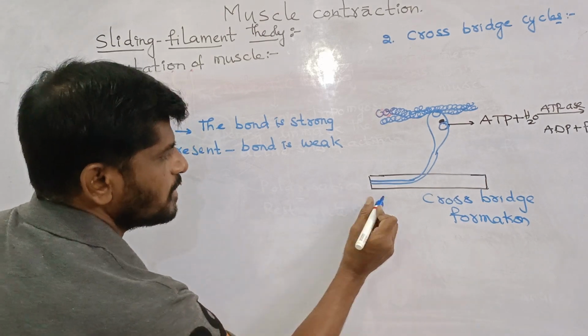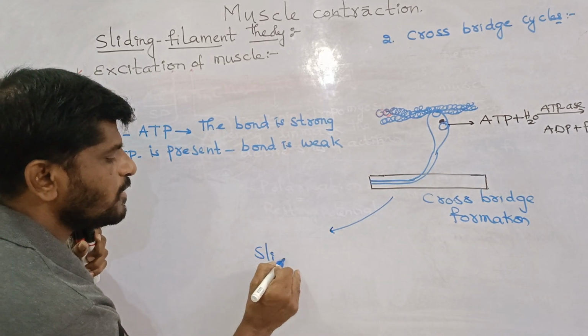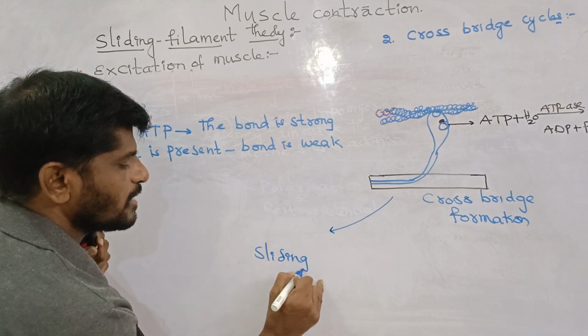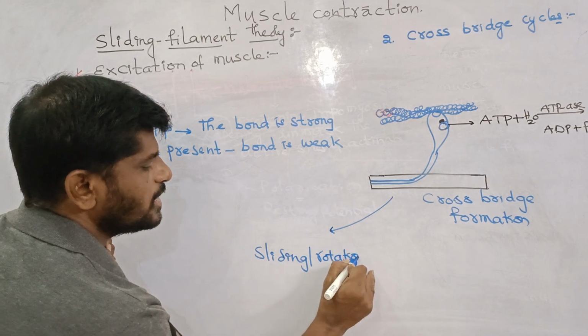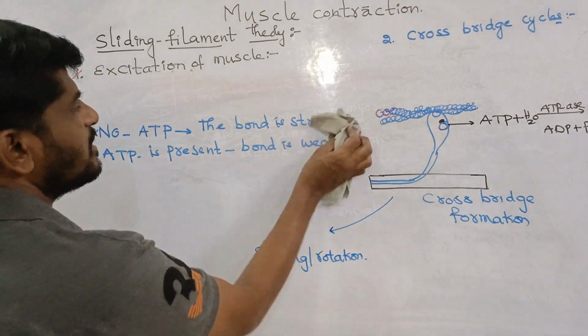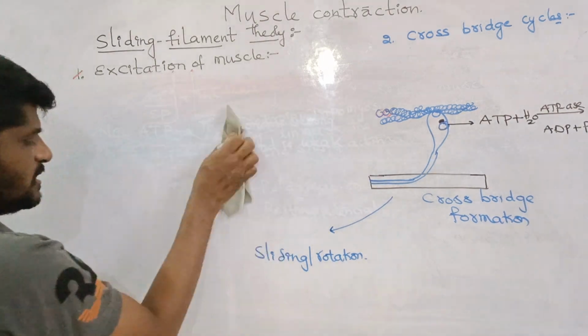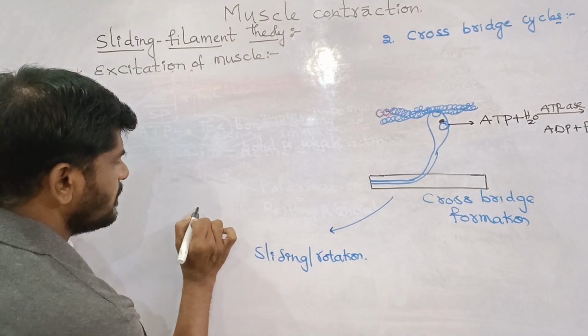After the cross bridge formation, the next one is the sliding or rotation. What is the meaning of sliding? There are two contrasting meanings: one is sliding, and the second one is rotation. What is that? See this again. Okay, this is the thick filament.